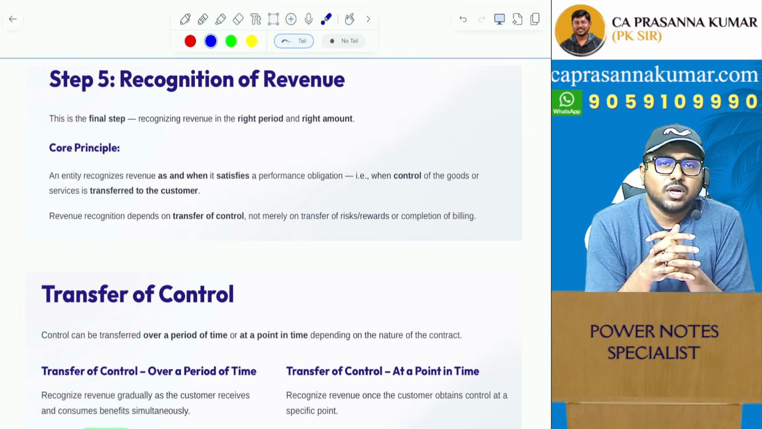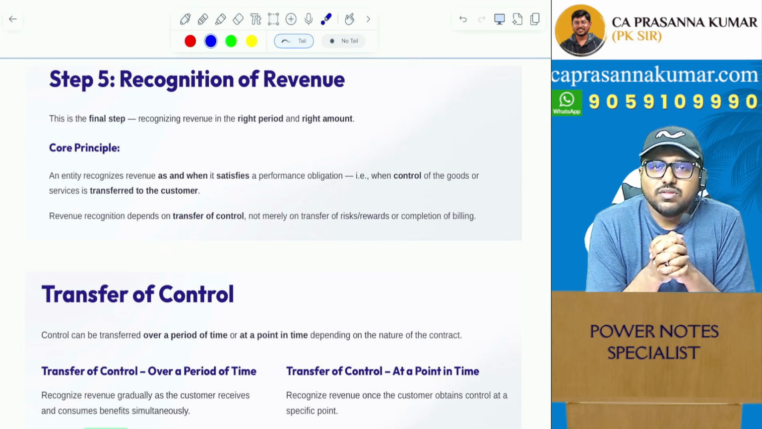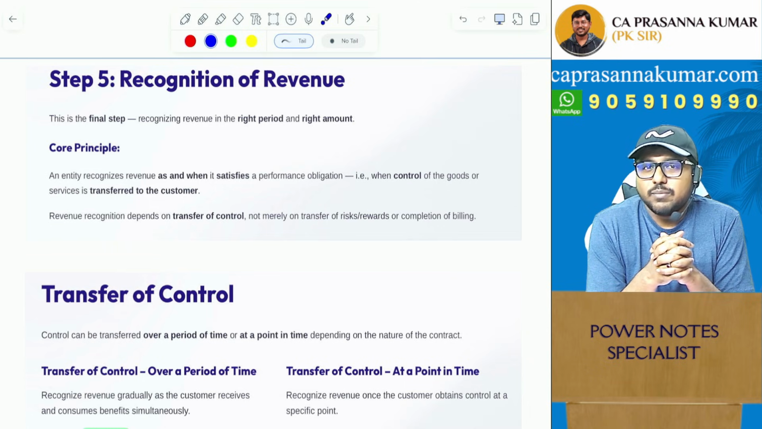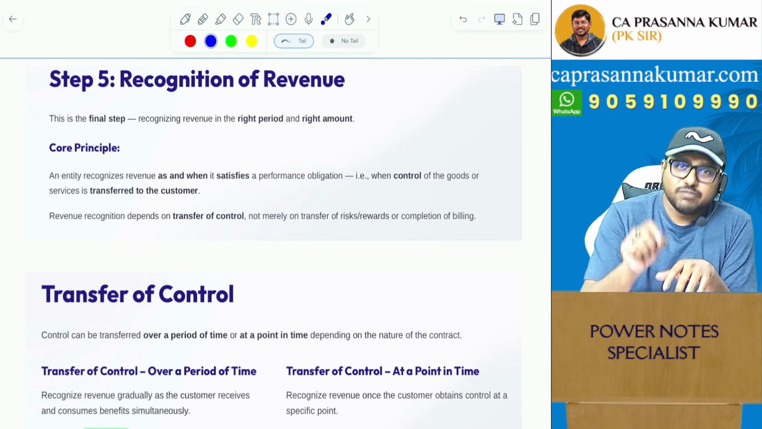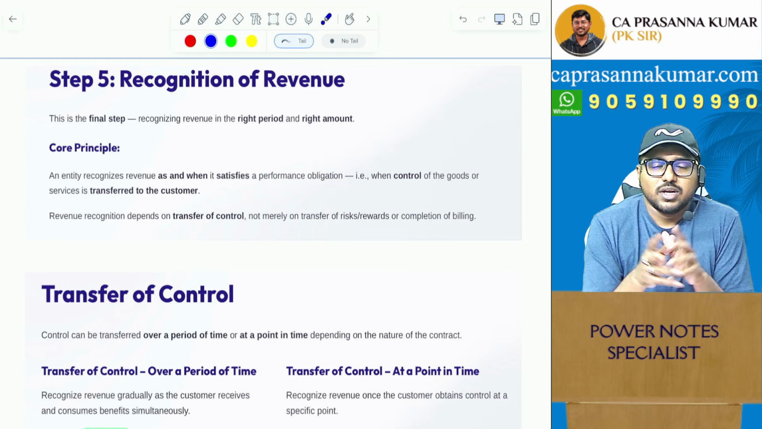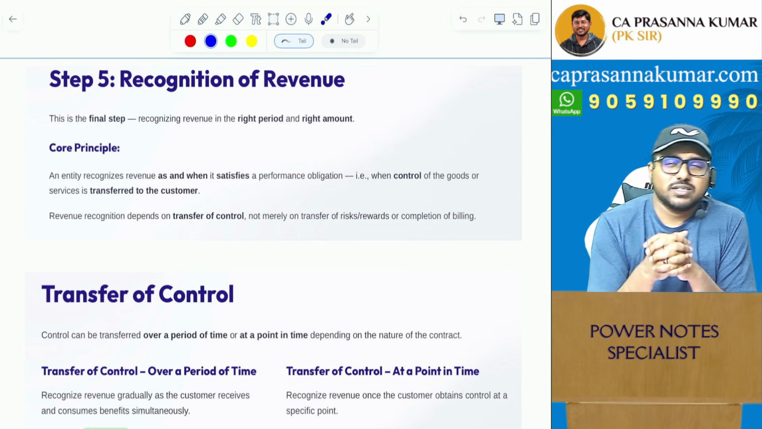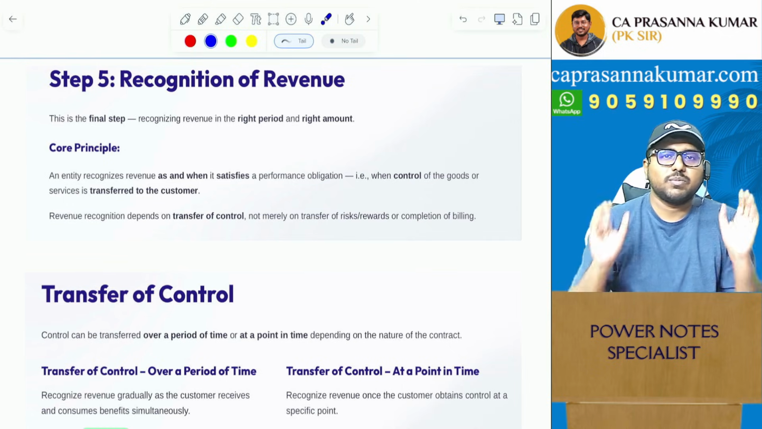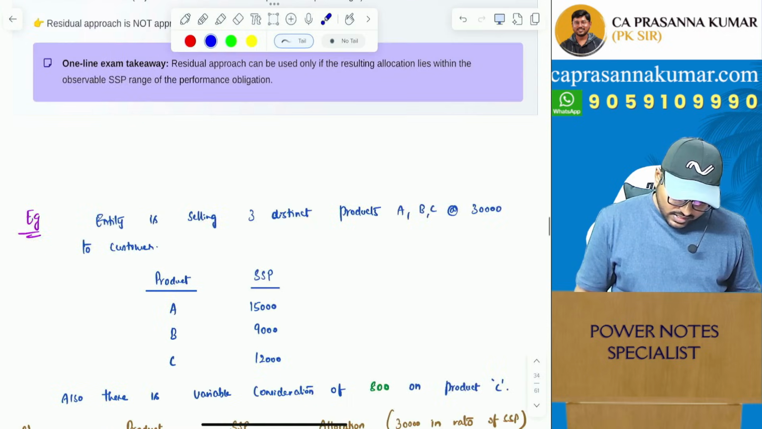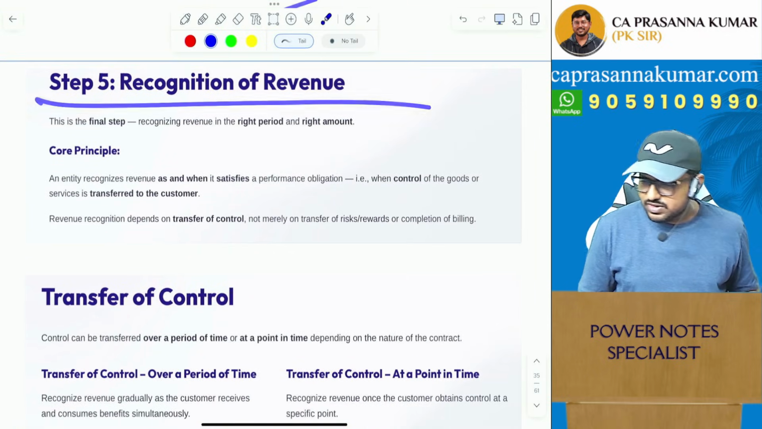Ultimately, the summary is you need to allocate your total transaction price in the ratio of SSP to the performance obligations that you found as a result of step 2. So ultimately, the summary of step 4 is where you try to match step 2 with step 3, where you take the total transaction price and allocate that in the ratio of SSP to all the performance obligations that are available as a result of step 2. Got it? Done. So now we're going to go for the last step, that is recognition of revenue.